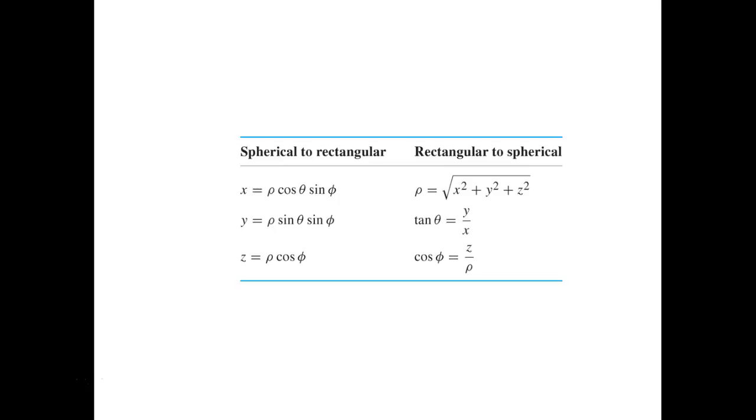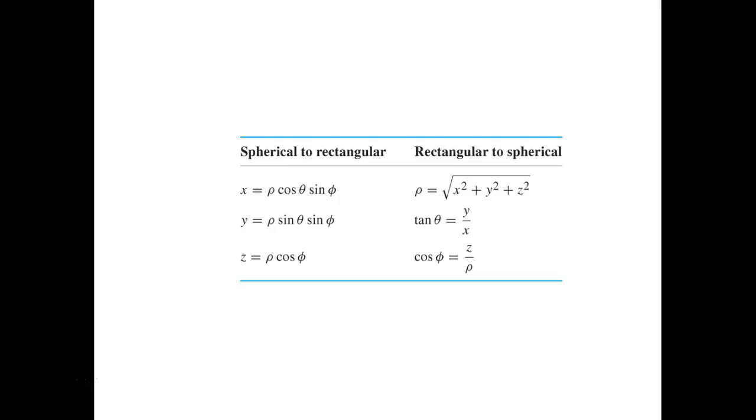Rho is the square root of x squared plus y squared plus z squared. We saw that before. That's that distance. That's your distance formula. The theta, exactly like before, tangent theta is y over x, so theta is equal to inverse tangent of y over x. But then you have to make sure you get it into the right quadrant by adding sometimes pi to it.